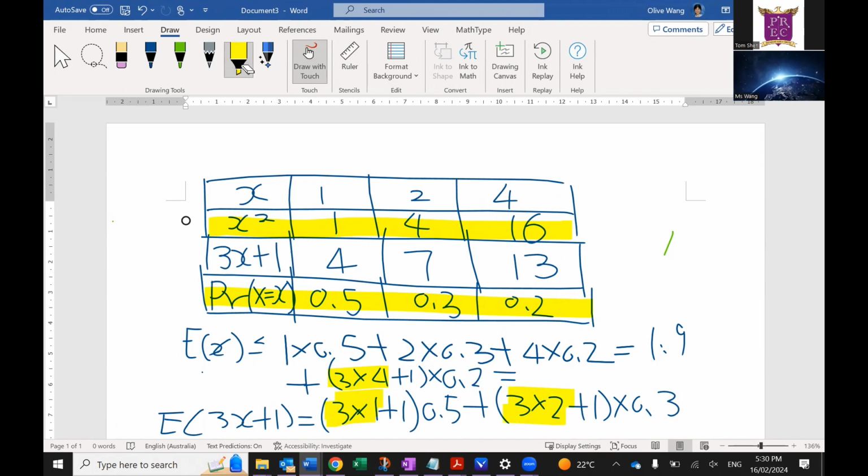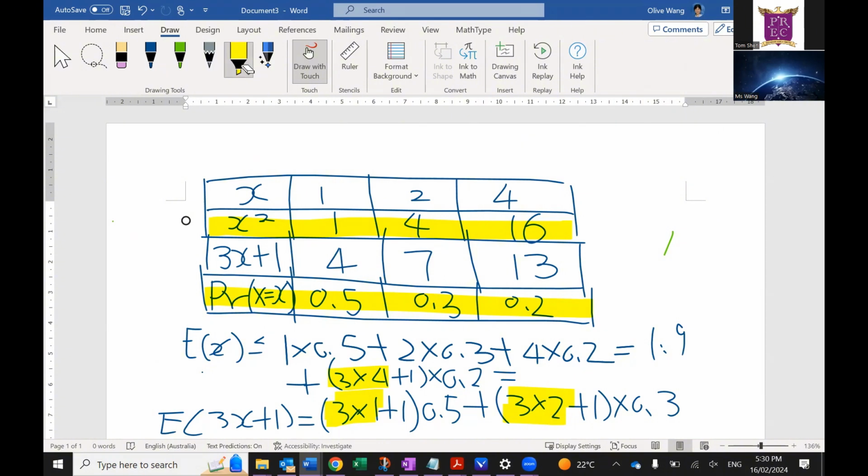For the yellow part, okay, I'll do it on the TV then. For the yellow part, I've highlighted. This is 3 times 4 times 0.2. Oh, sorry, this one starts from here. 3 times 1 times 0.5. That means it's 3 times bigger than this part, right? And this part is 3 times 2 times 0.3.